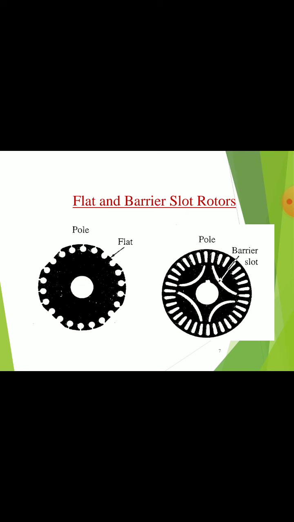Next, barrier slot rotors. Here we can see that in order to increase the air gap, they insert a barrier slot in the rotor. Therefore, we can see there are four barrier slots in this rotor. In this position, the reluctance is high compared to that of the pole position. Here, the air gap is low, and this also helps to achieve the variable reluctance condition.